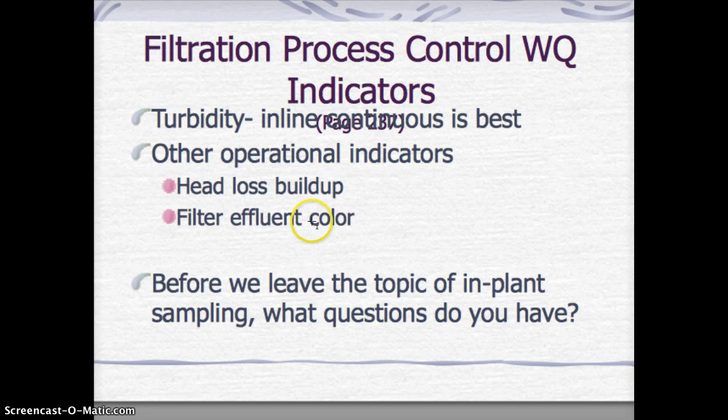The next location for process control testing would be in the filtration process. Typically, turbidity is tested, of course, and inline continuous testing is best. And other operational indicators at this point are head loss buildup and filter effluent color.